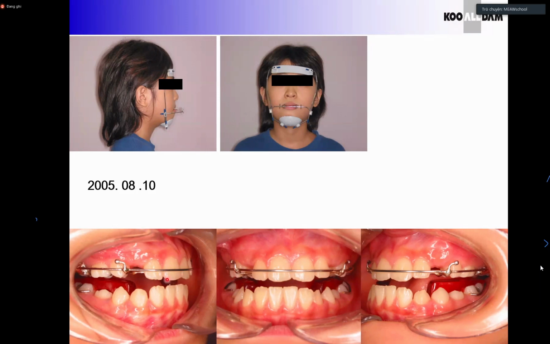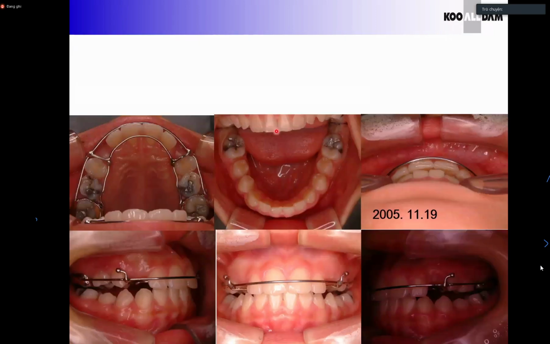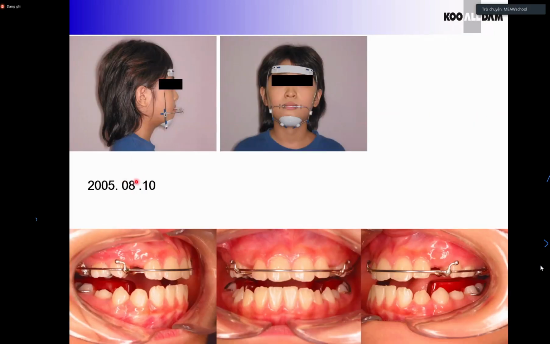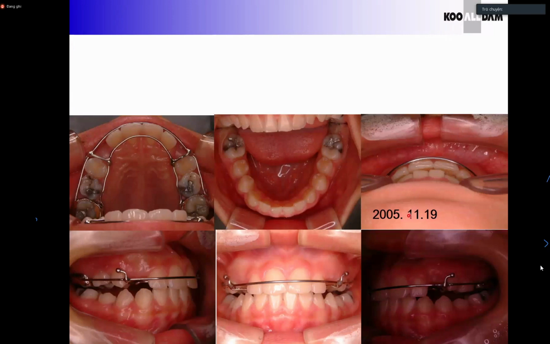Next week, sorry, the rest day, we'll discuss the face mask and also this in detail. This time, you should remember this. In the lower arch, we may use a posterior bite block. This is the face mask. This is August. In November, we can achieve this proper overjet.